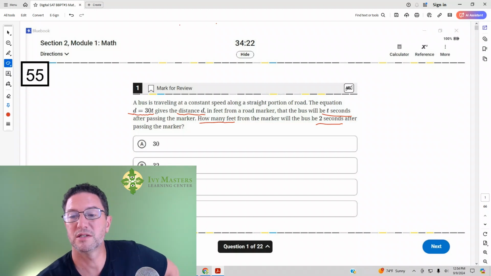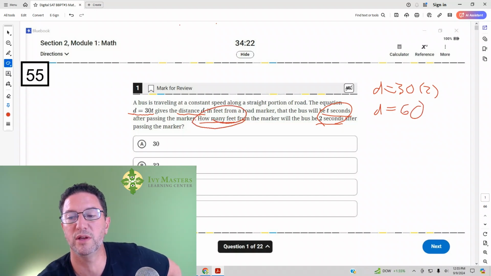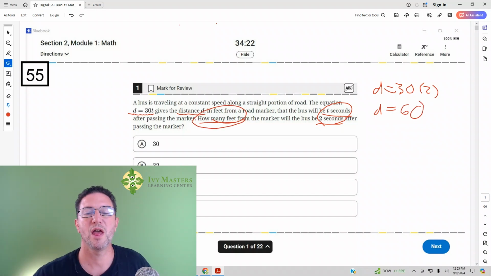Since it's 2 seconds and t represents seconds, all you've got to do is d equals 30, and then in place of t, you put your 2. So the distance is 60, and that's what it's asking. How many feet? The distance. C is your answer.